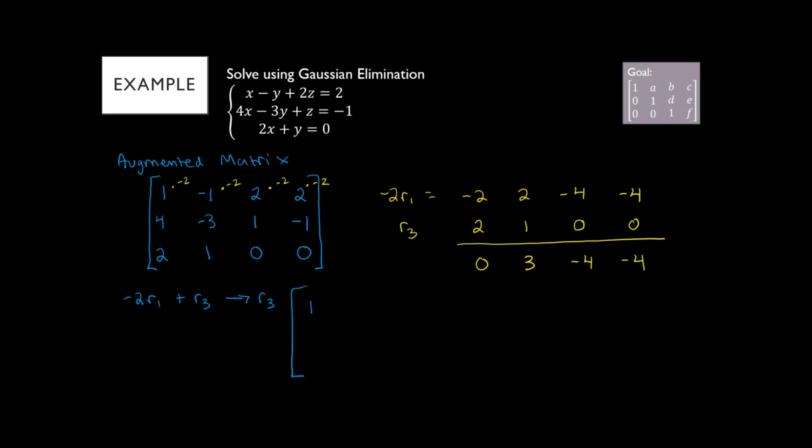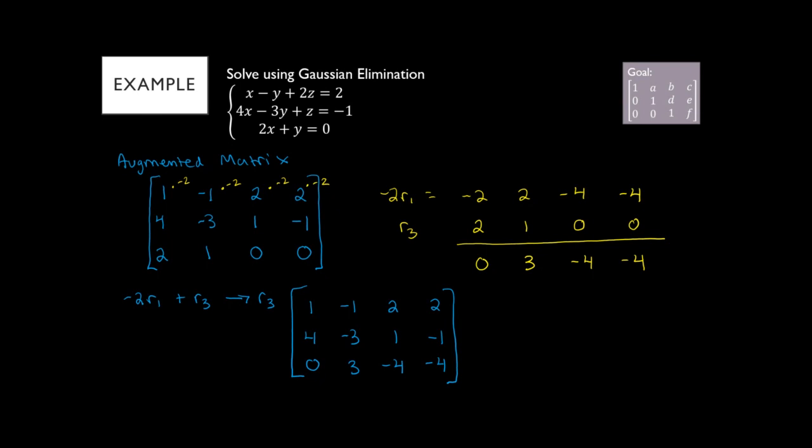Now my matrix, first row is unchanged. Second row is unchanged. Third row is now 0, 3, -4, -4. So we've got that 0. Now we need to get a 0 in our second row for that first entry. So in order to get rid of 4, I can multiply row 1 by -4 and then add those together.